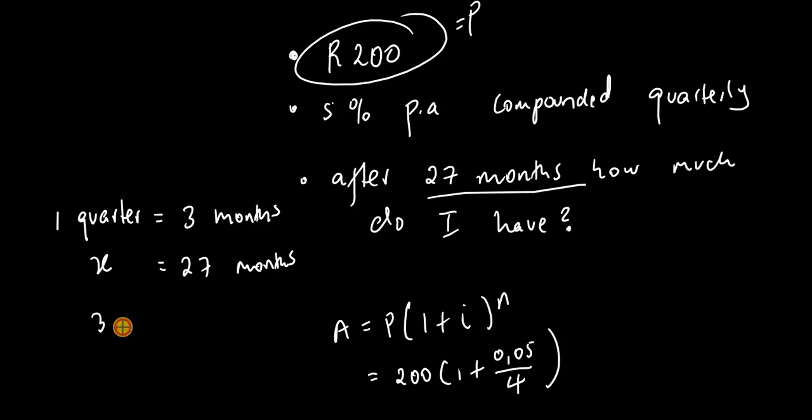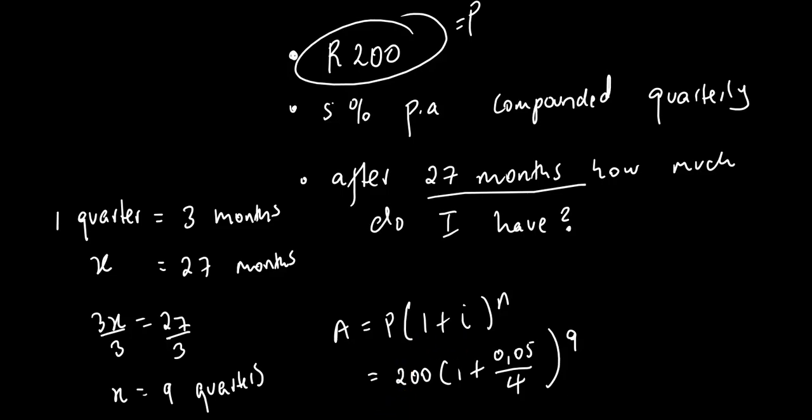Cross multiply. 3x is equal to 27. You divide by 3. Therefore, you have how many quarters? You have 9 quarters in 27 months. So here you simply put 9, because you have 9 quarters in 27 months.